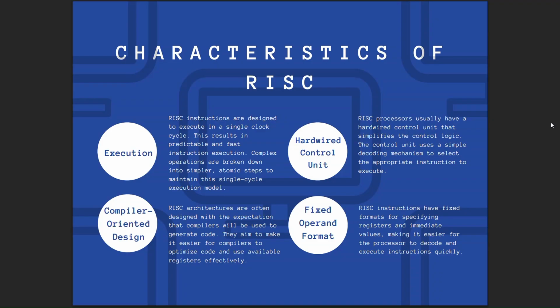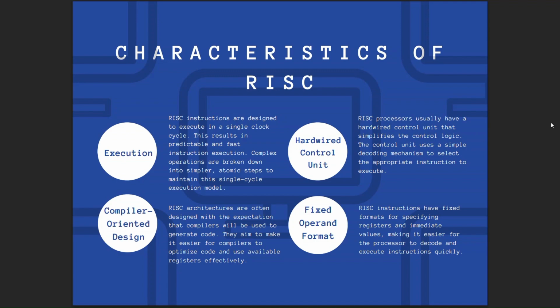Sixth is compiler-oriented design. RISC architectures are designed with the expectation that compilers will be used to generate code. They aim to make it easier for compilers to optimize code and use available registers effectively. The hardware simplicity shifts some complexity to the compiler.